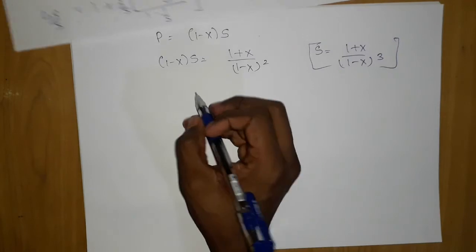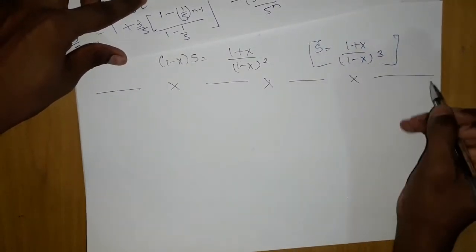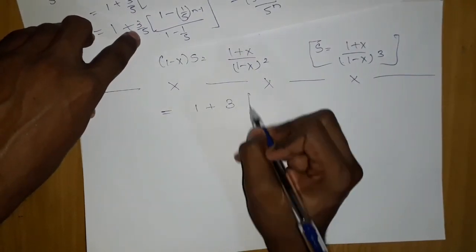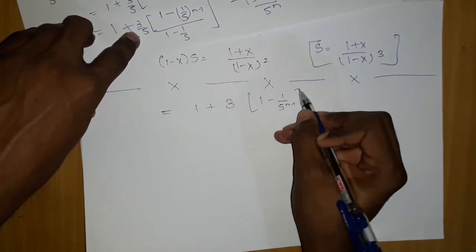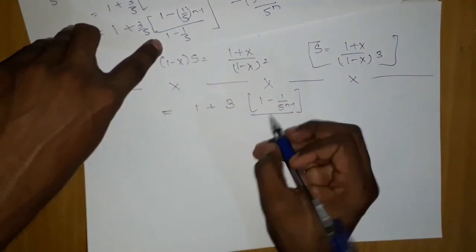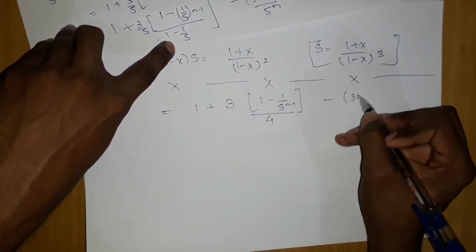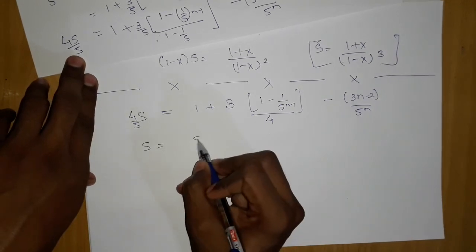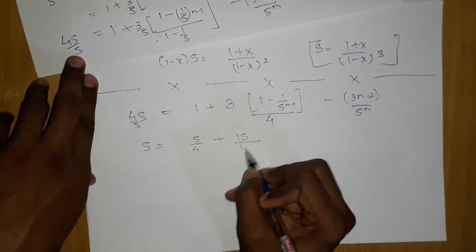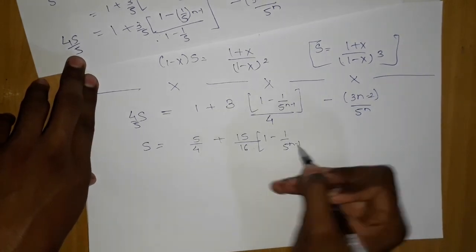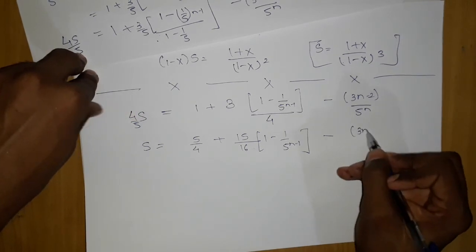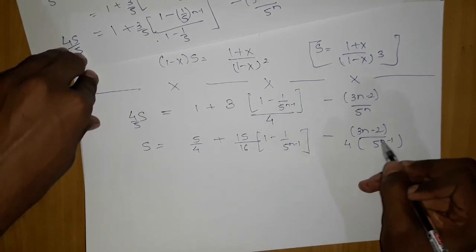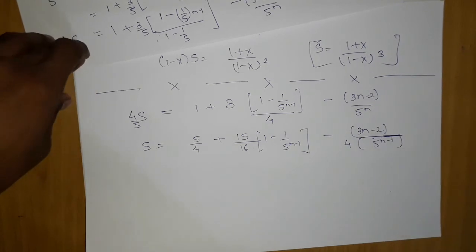Now if we move this to that side, this is the previous problem. If we calculate it further, 5 will cancel out, 3 will be here, times (1 minus 1 by 5 power n minus 1). Here it will be 5 minus 1, which is 4, and this is (3n minus 2) by 5 power n. Now let's move this 4 by 5 here. What do I get? S equals 5 by 4 times this, which becomes 15 by 16 into (1 minus 1 by 5 power n minus 1), minus 3n minus 2 over 4 times 5 power n minus 1. So this is our answer.